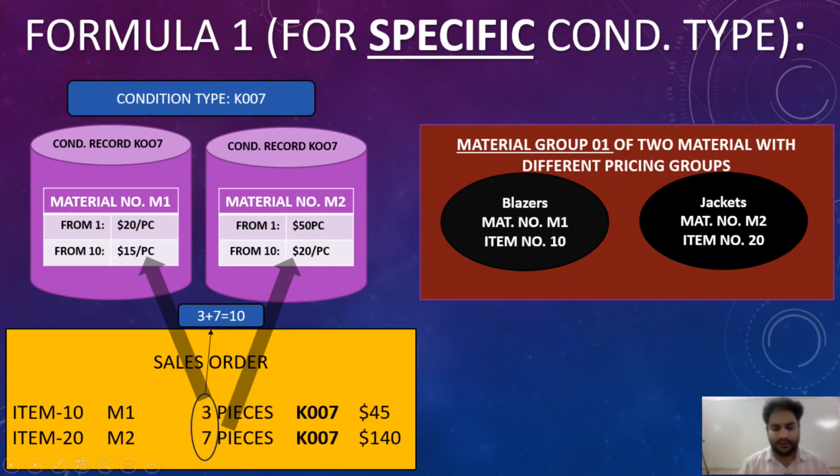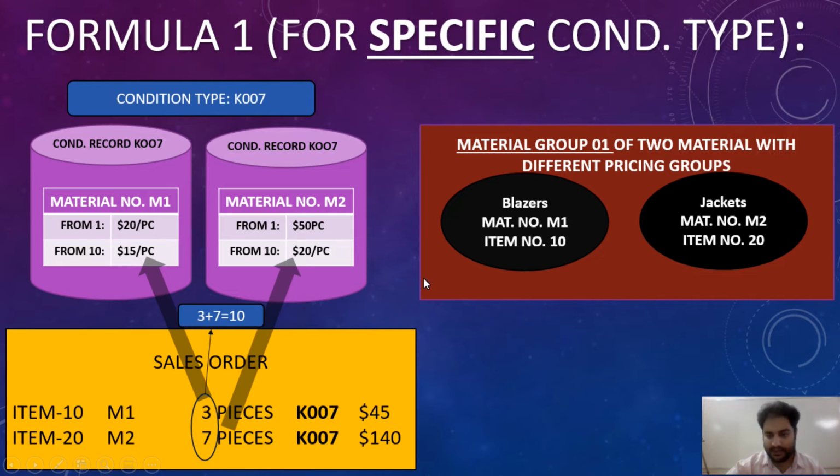So how is the customer benefiting here? Despite the customer buying 3 and 7 pieces, the condition that should match is from 1 to 9 for both the materials. But as K007 is a group condition, we can combine the items together to complete the minimum order quantity to get the better discount. Therefore 3 plus 7 equals 10 and the condition for 10 and above is now matching. This is how the customer is benefiting here.